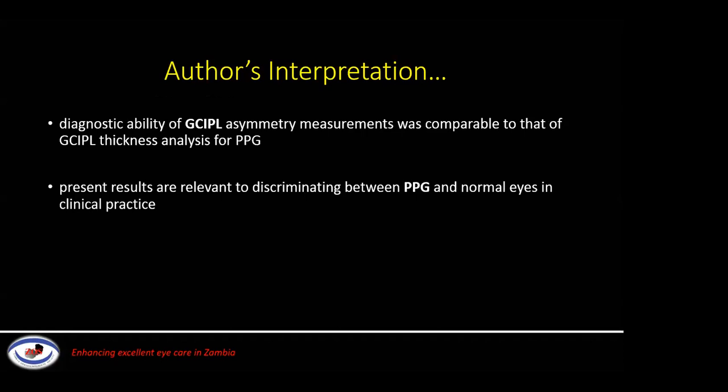Then also the diagnostic ability of ganglion cell inner plexiform layer asymmetric measurements was comparable to that of the ganglion cell inner plexiform layer thickness analysis for the PPG. So the present results are relevant to discriminate between the PPG and the normal eyes in clinical practice. That was the author's interpretation.